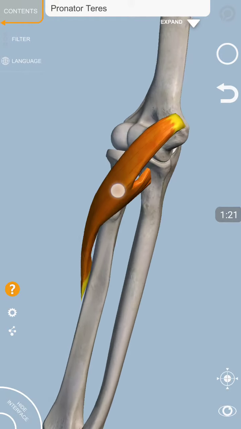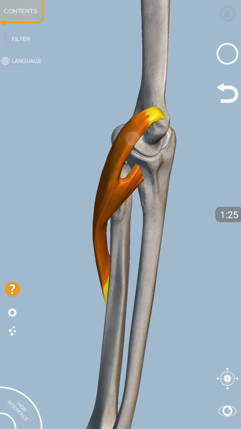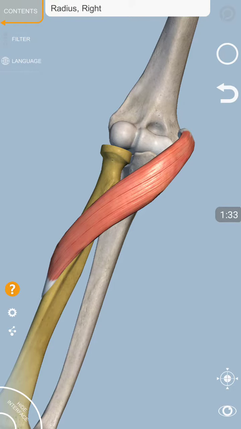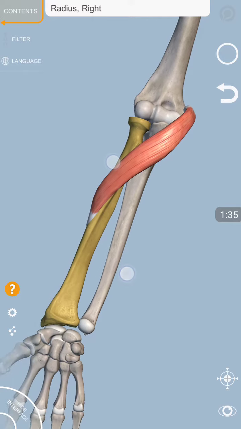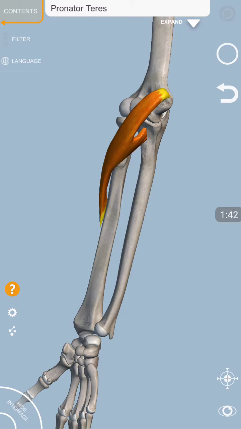So this is the pronator teres muscle. It actually has 2 heads, superficial head and deep head. And here is its attachment in the middle of the radius on the lateral side. So actually this muscle, its name is pronator teres, but I call this muscle pronator teres.